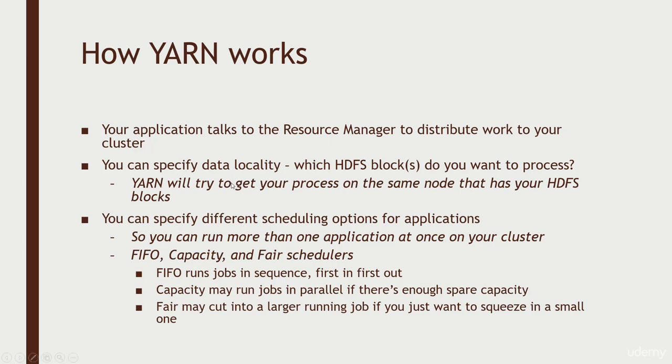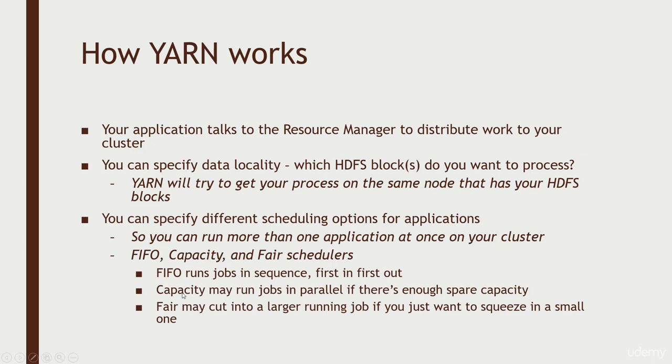We talked about data locality, and there are also different scheduling options you can specify when you're writing applications on top of Yarn. And these are usually configurable when you're actually running an application. So the three types of schedulers in Yarn are FIFO, which stands for first in, first out, capacity, and fair. So FIFO just runs jobs in sequence, first in, first out. So if you request to run an application in Yarn in FIFO mode, and then you request a second application, the second application won't start until the first one's finished. So it all just runs in sequence.